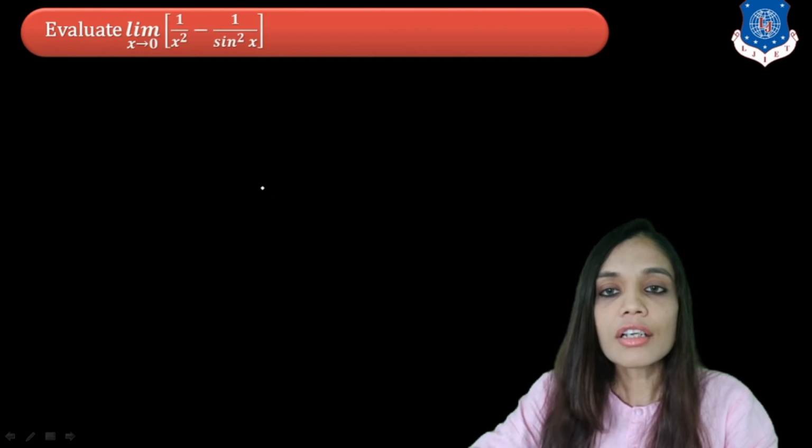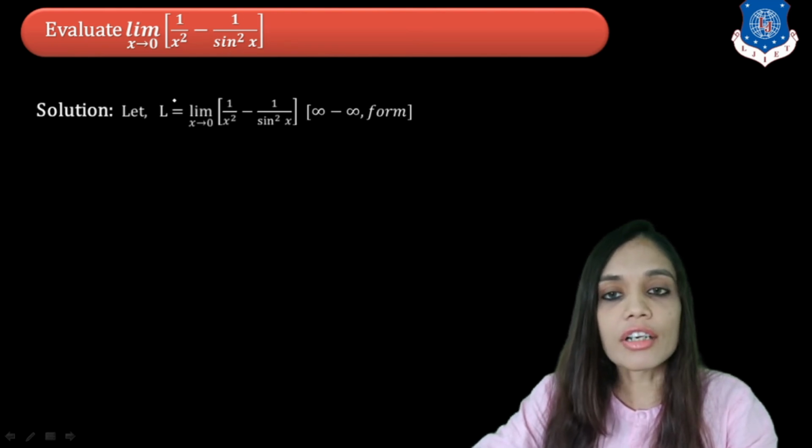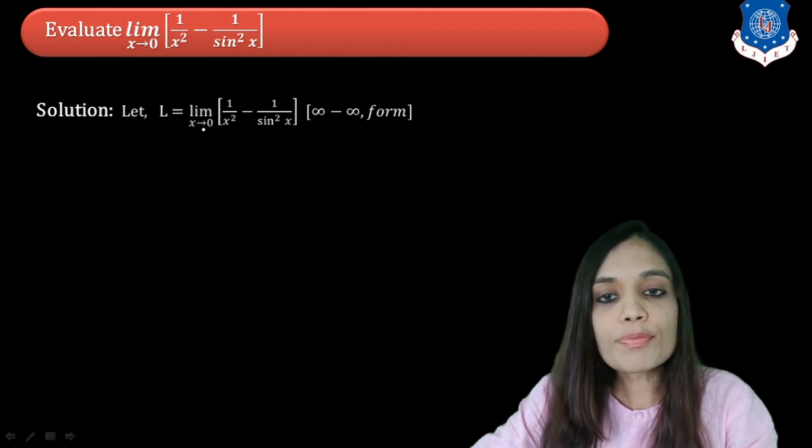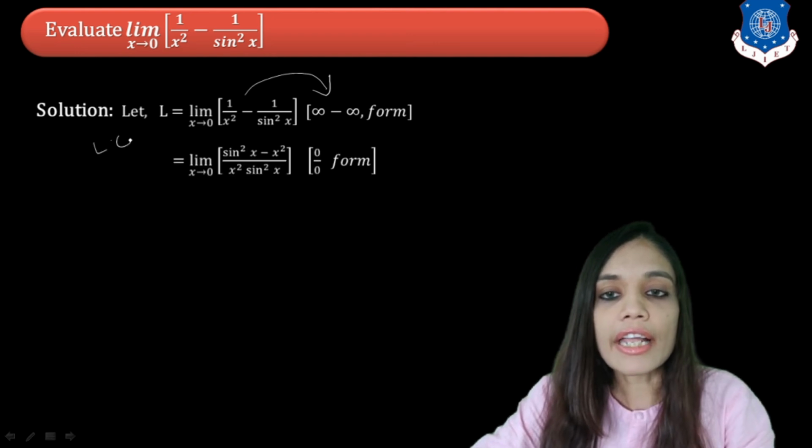Okay. Next, let us evaluate limit x tends to 0, 1 upon x square minus 1 upon sine square x. So let us start the solution. Firstly, we will assume the given limit as L. Now let us put the value of x as 0. So which form will you get? Infinity minus infinity. So now take your LCM.